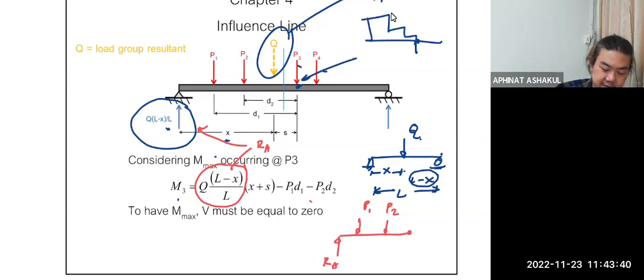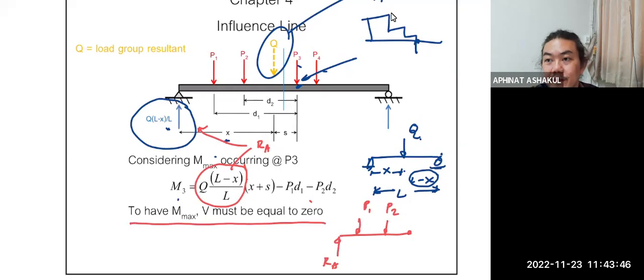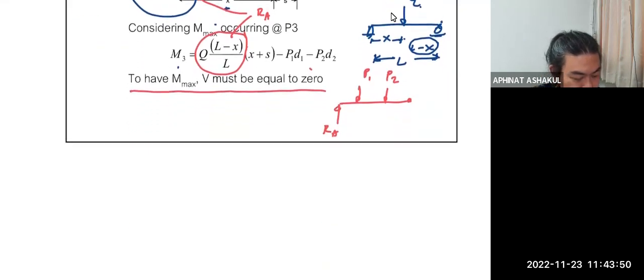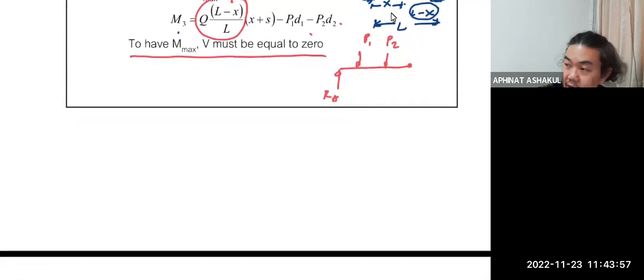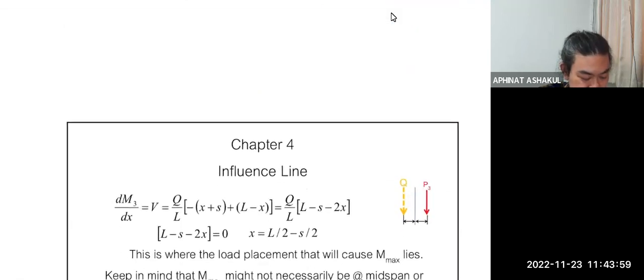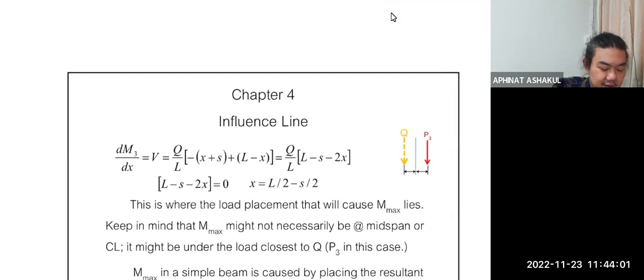Now this is your moment. To have M max, V must be equal to 0. So what do we do? Differentiate, right? We differentiate this equation and set it equal to V to get the location of the V max or M max. Here, dM/dx. So we differentiate that, and notice that.